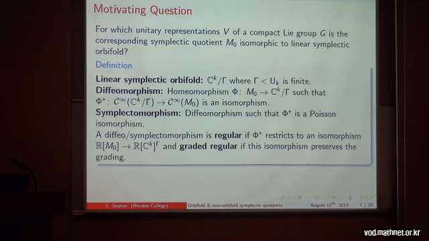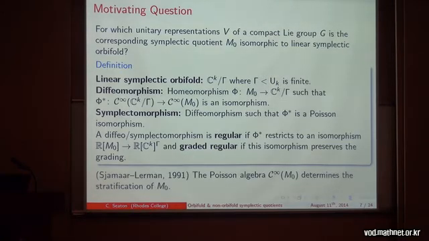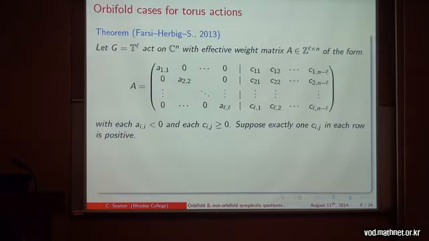We won't be too interested in the Poisson structure, except that by a result of Schmah and Lerman, the Poisson algebra of smooth functions determines the stratification. I haven't mentioned that the stratifications have to coincide, and the reason for this is that if there's a symplectomorphism, then that implies that the homeomorphism preserves symplectic strata.